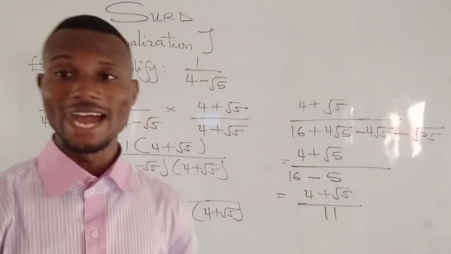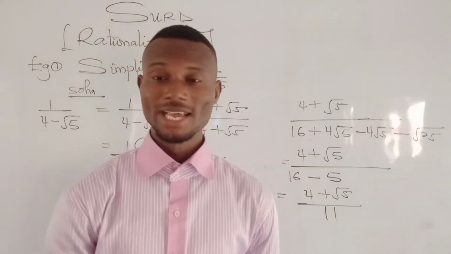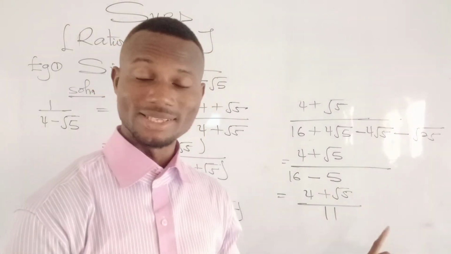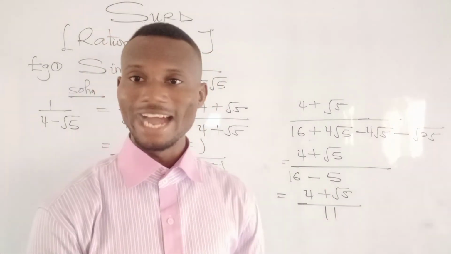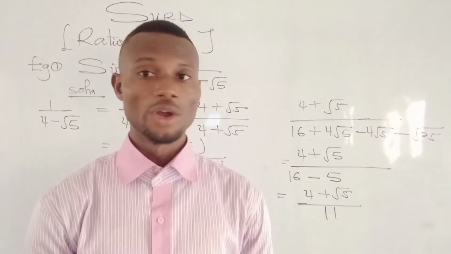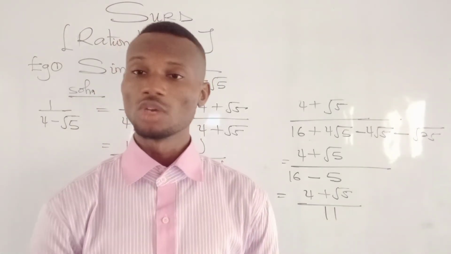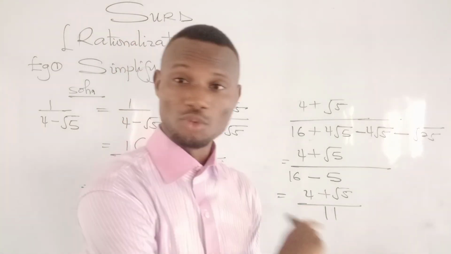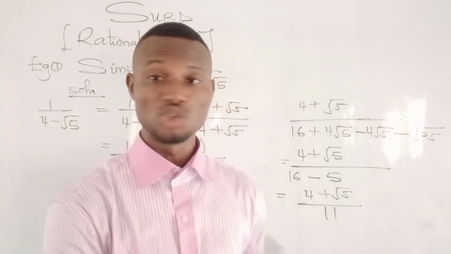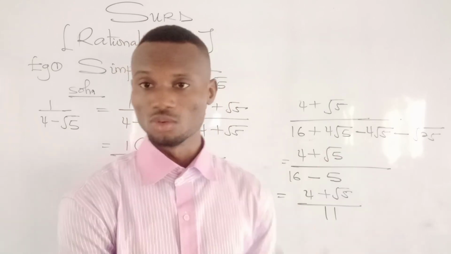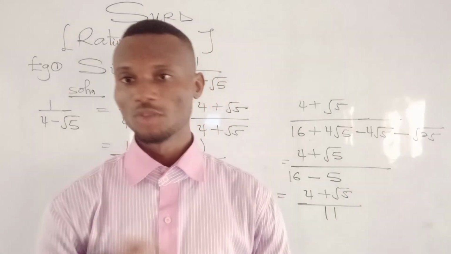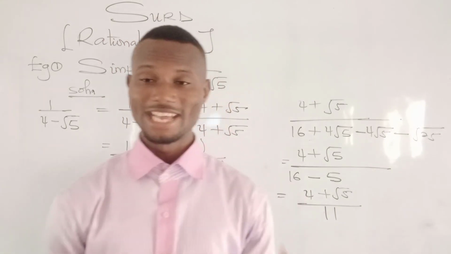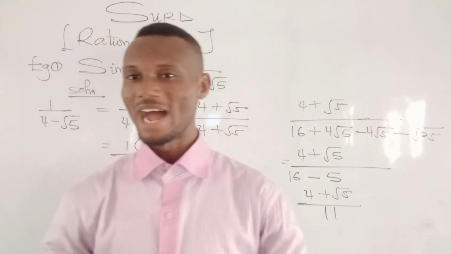So this is your final answer, and don't forget that anytime you do rationalization, always the denominator will no longer contain a square root sign, or a surd. So if you do it and you see that in your final answer you are still having a square root sign at the denominator, it means you are wrong. Then you need to quickly change your solution. This is the final answer, and I hope the explanation was clear enough and you understood it.